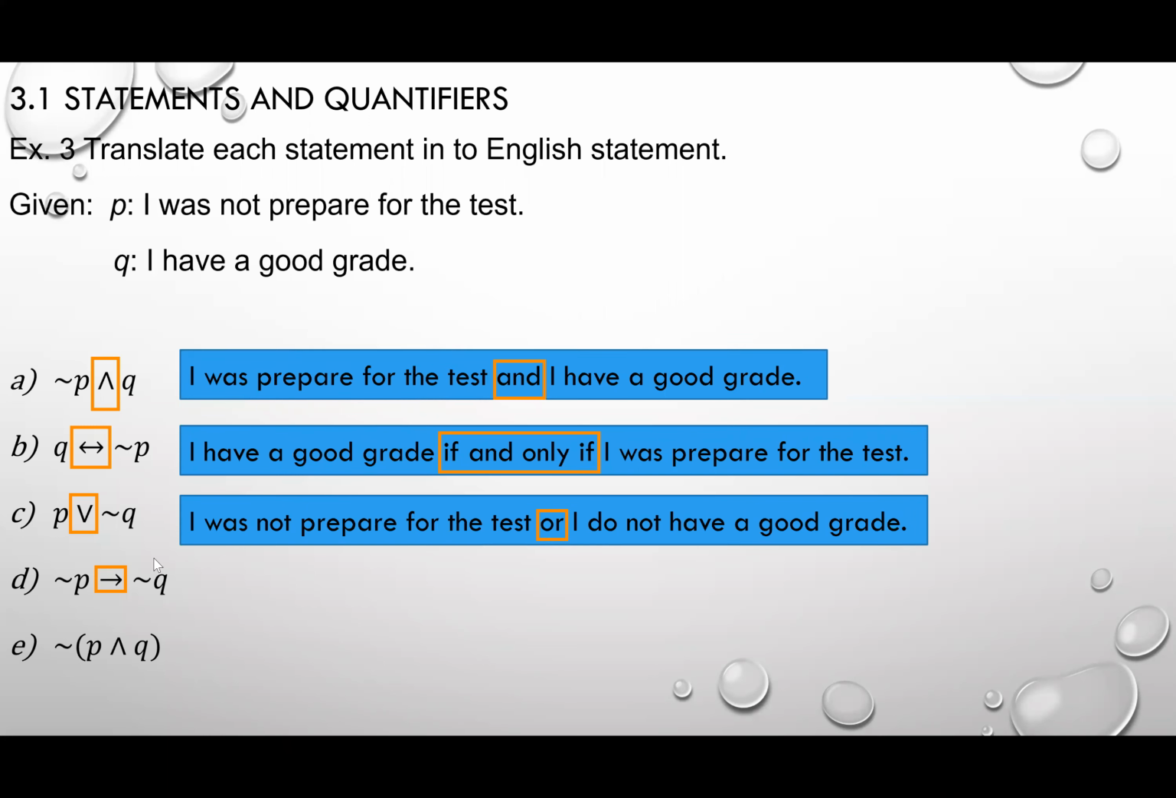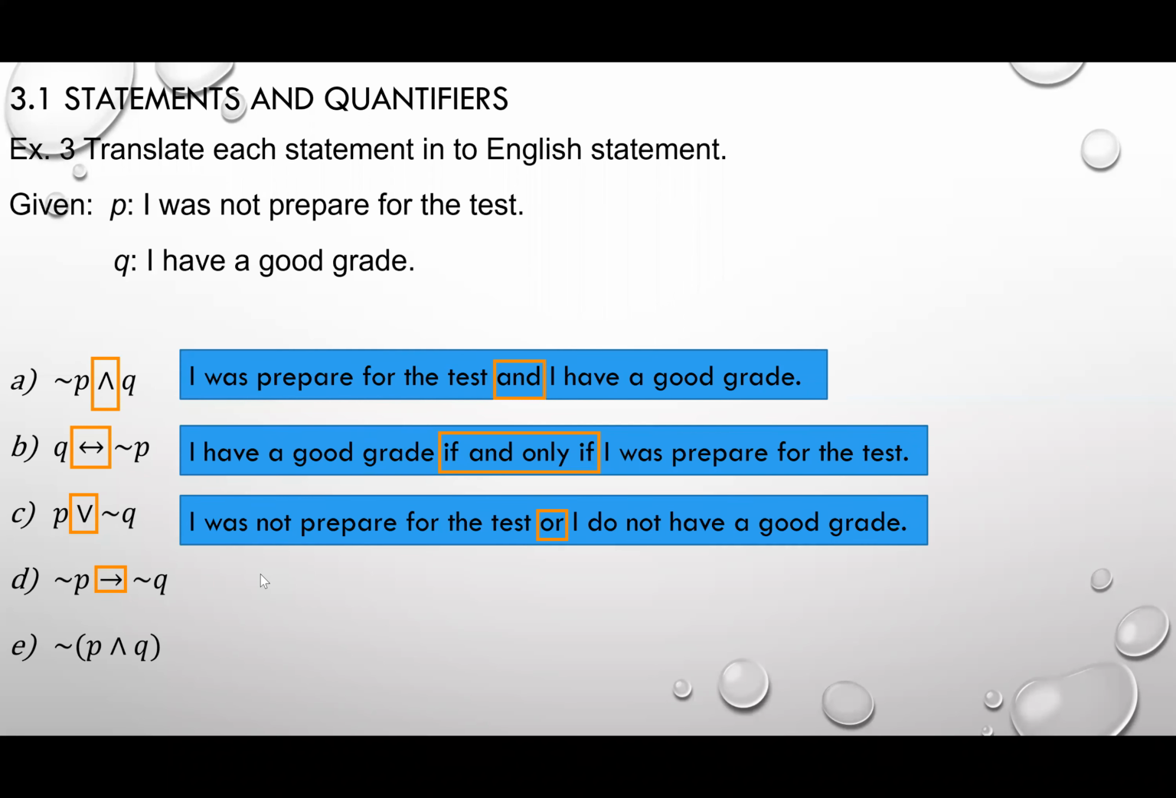So you have to type in: if the first item, then the second item. So, what is the first item? The negation of P, which is "I was not prepared for the test." If I was not prepared for the test, the negation will be: if I were prepared for the test, then I do not have a good grade.